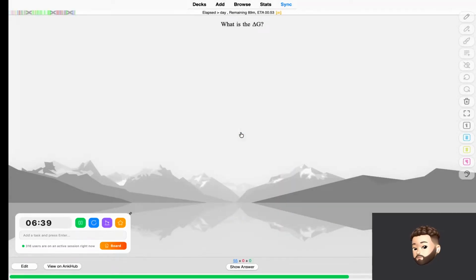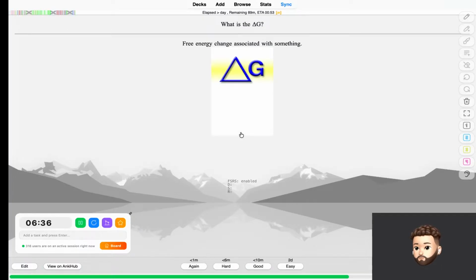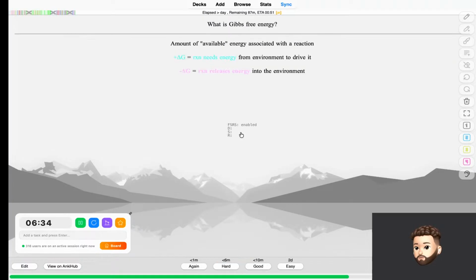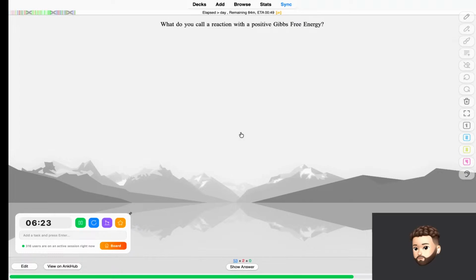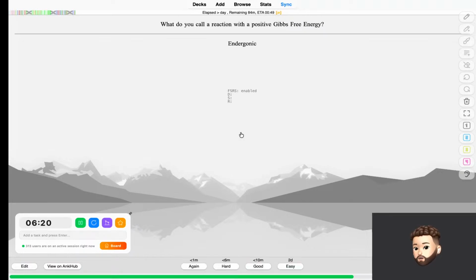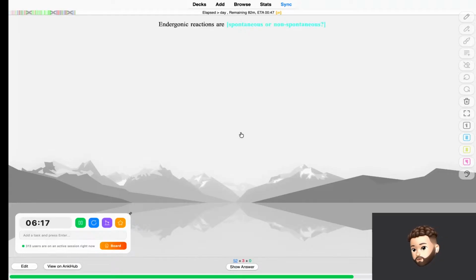What is delta G? Free energy change associated with something. Okay. Amount of available energy associated with a reaction. You call it endergonic. Endergonic reactions are non-spontaneous. Exergonic reactions are spontaneous. Can a catalyst ever make a non-spontaneous reaction spontaneous? No.